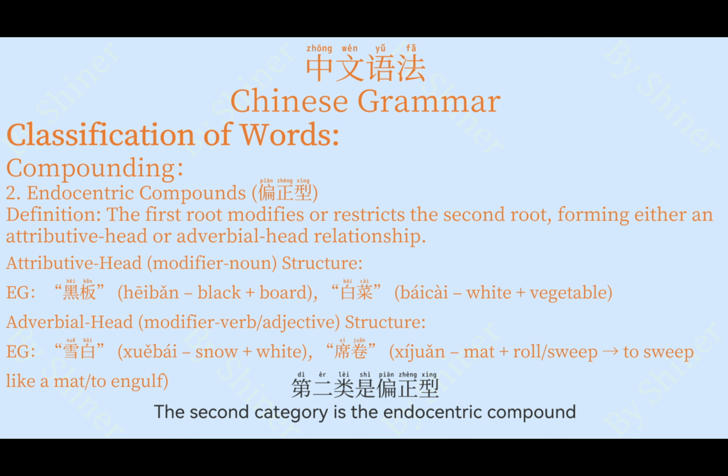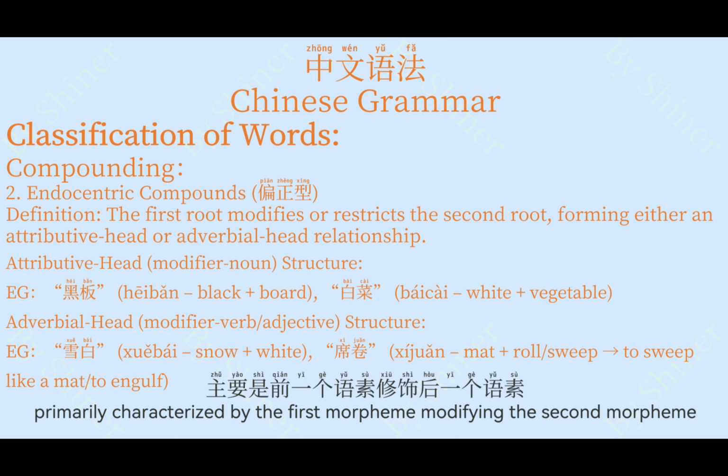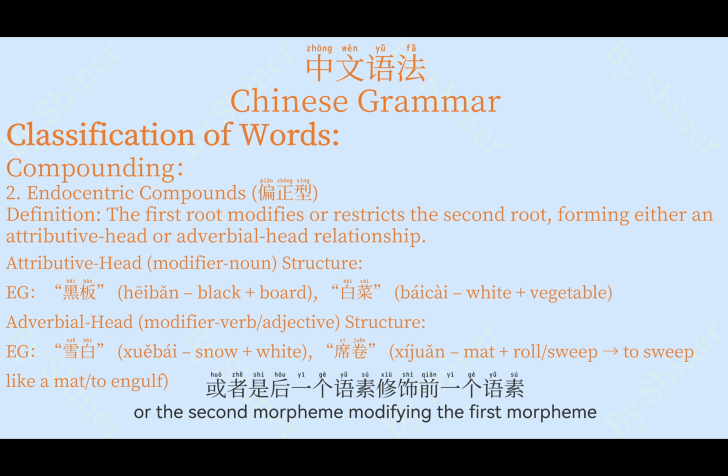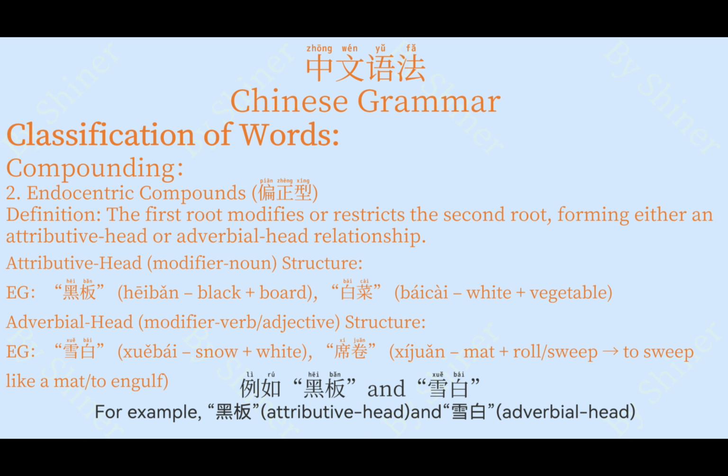meaning. The second category is the end-centric compound, primarily characterized by the first morpheme modifying the second morpheme, or the second morpheme modifying the first morpheme. For example, 黑板 and 雪白.